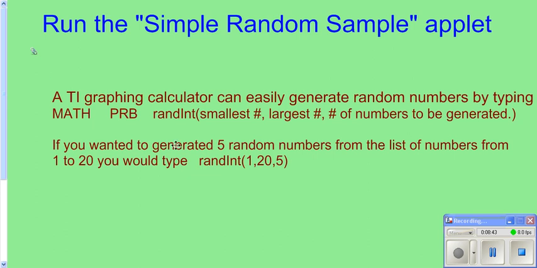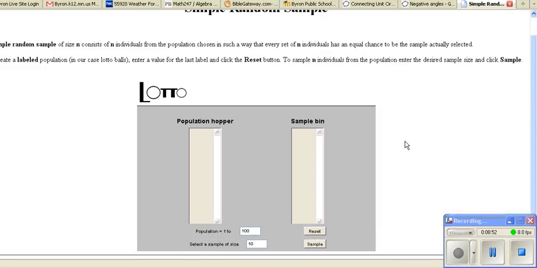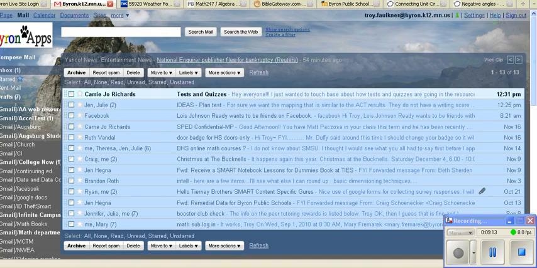Now, this right here tells you how to go about using your calculator to do random numbers. There's also a random number applet that you can use. So suppose I wanted to get a sample of 10 from the numbers 1 to 100. I sample this. It's randomly choosing 10 numbers from the numbers 1 to 100, and here we go. You can also have your calculator do that, and we'll walk you through that here.